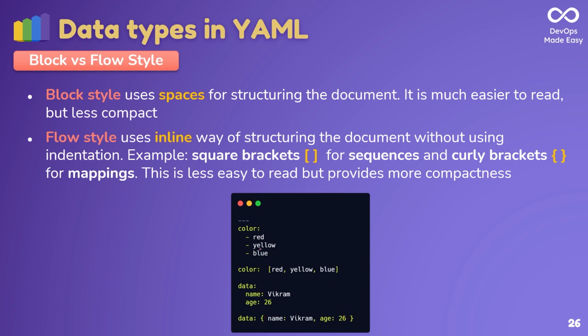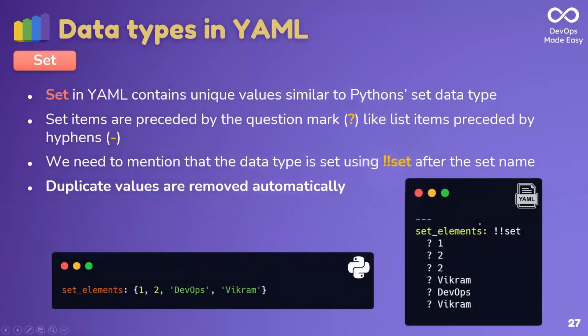So for list elements we use square brackets. This we already know. For dictionaries we use braces. So this is the block way of doing it, and this is the flow way of doing it, flow style. Now the next thing is set. So set in YAML is almost similar to the Python set data type.